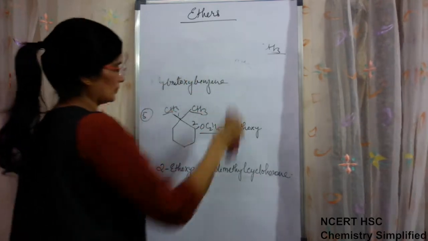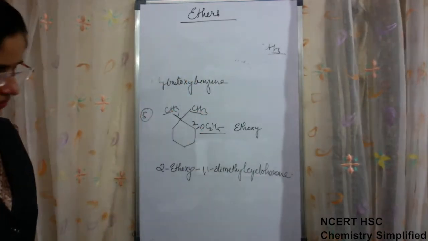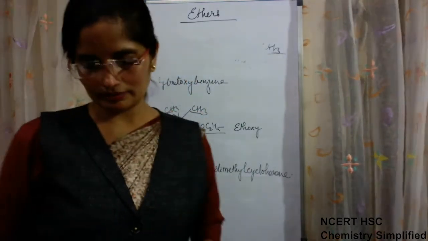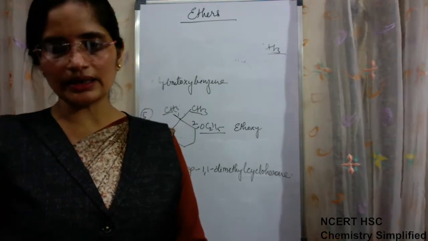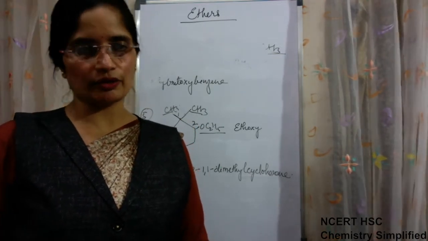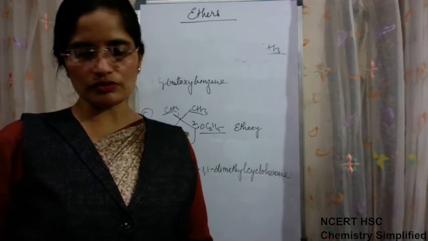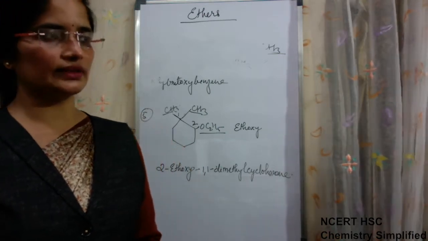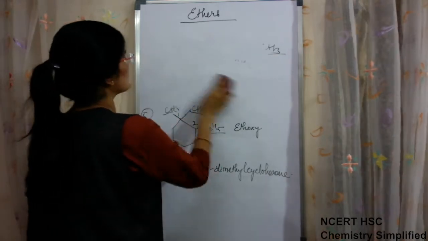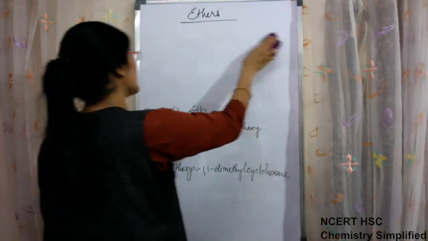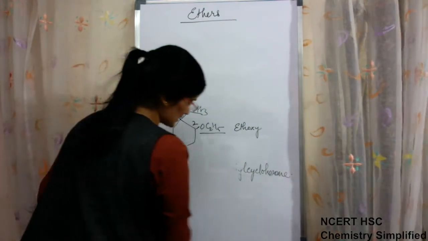Ma'am, the examples you gave, furan and pyran, what will their IUPAC names be? Those are names only, no IUPAC name separately. Those names only are there for them. There are certain compounds for which IUPAC names are not given. Okay, so they don't have. Those names only are used as both names, common name as well as IUPAC names.